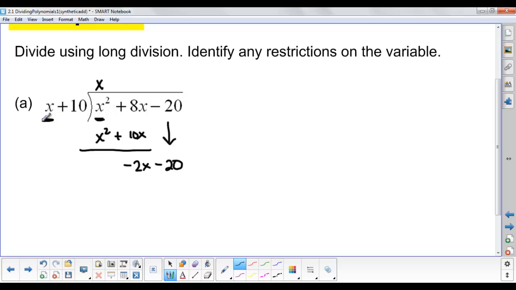So how many times does x go into negative 2x? So again, we're just comparing the first terms. X and negative 2x. Well, I know I'd have to multiply this x by negative 2 to get negative 2x. And again, we are going to take this number and multiply by our divisor. So negative 2 times x, negative 2 times 10, and we subtract. Negative 2x take away negative 2x, negative 20 take away negative 20, ends up being 0.